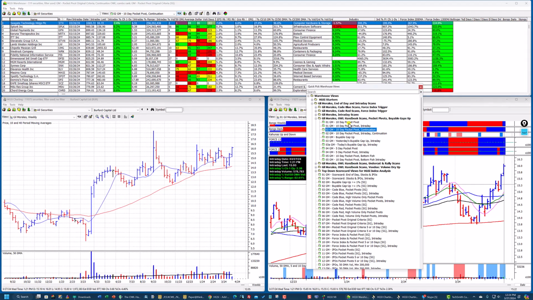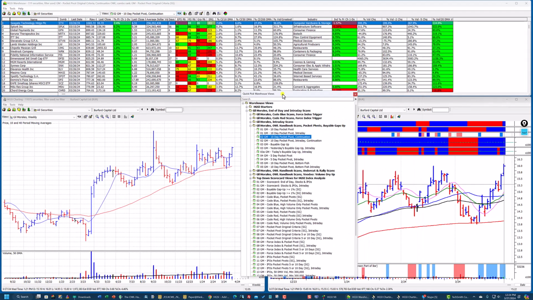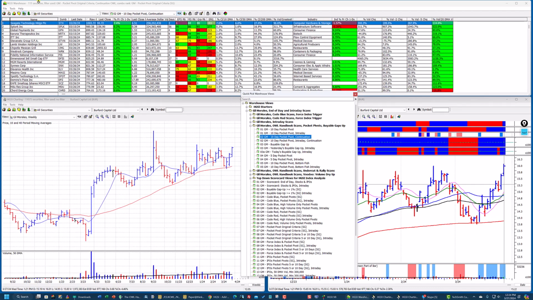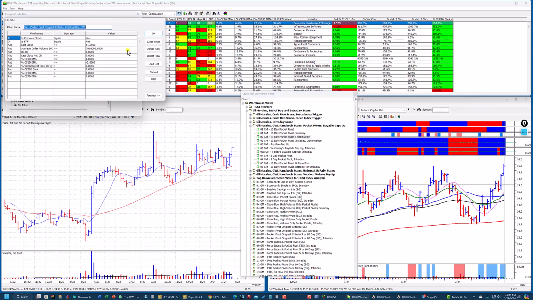Okay, now I'm going to go down to the next one. It's a continuation pocket pivot. I have both the end of day and the intraday. And what do I mean by continuation? Well, this is the filter.